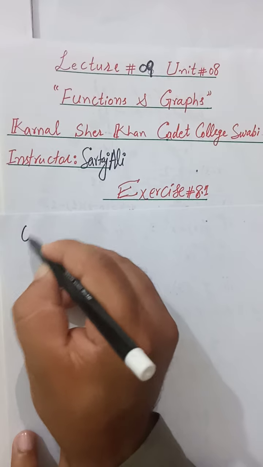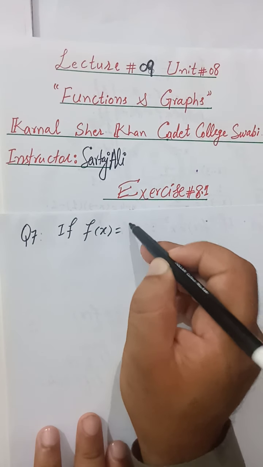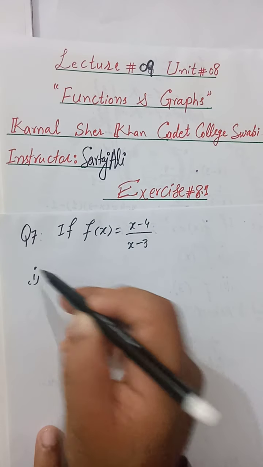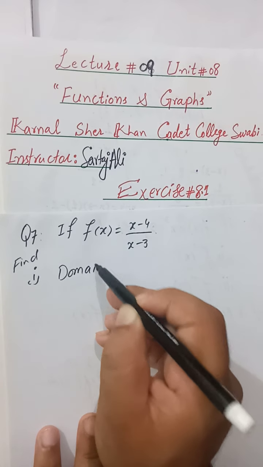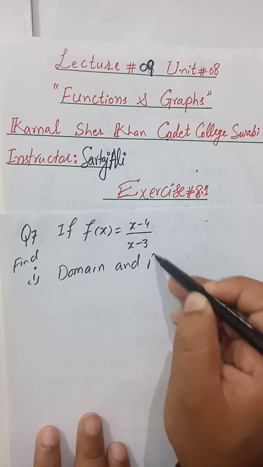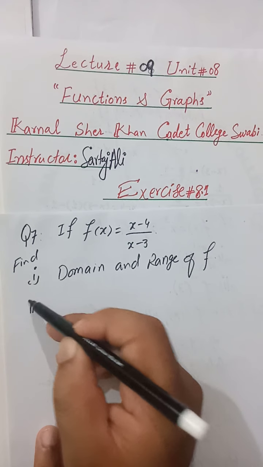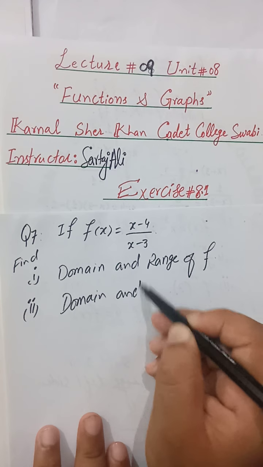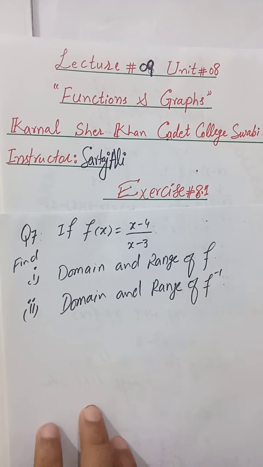Question number 7, last question of this exercise. If f of x is equal to (x minus 4) divided by (x minus 3), in part 1 you need to find out the domain and range of the given function, and in part 2 you need to find out the domain and range of the inverse of the given function.